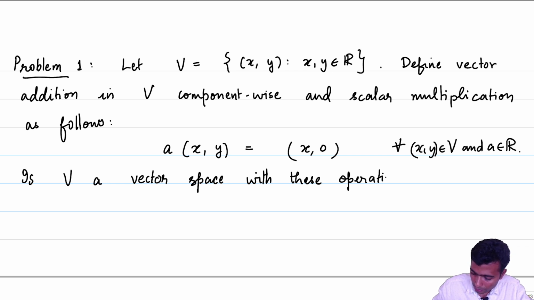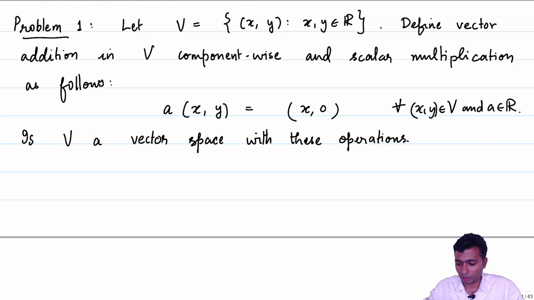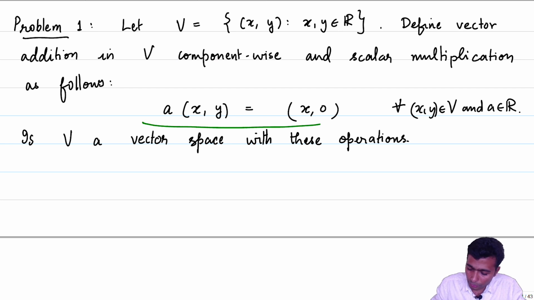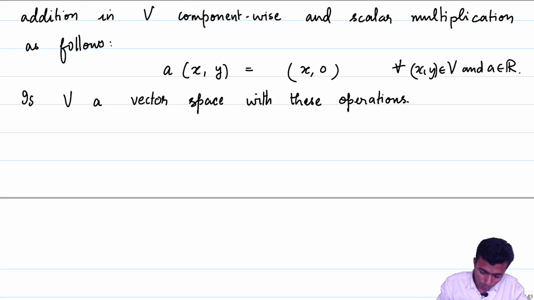So notice that we are looking at the same set V, which is R2. The only thing is we are tweaking the vector addition. Actually, vector addition is the same. The scalar multiplication has been tweaked to the new one, which is underlined in green. And our task here in this problem is to check whether V is a vector space with these operations. All right. So what do we need to do in order to establish this or solve this problem? So let's look at a solution.